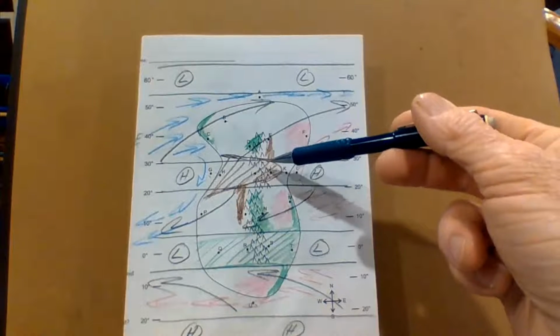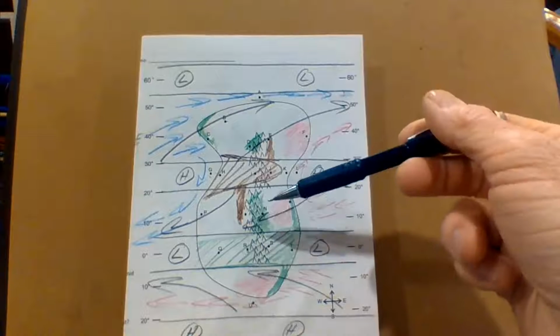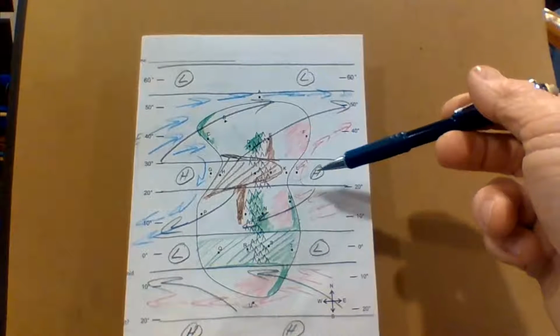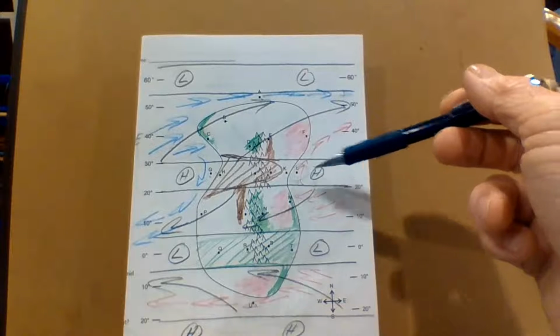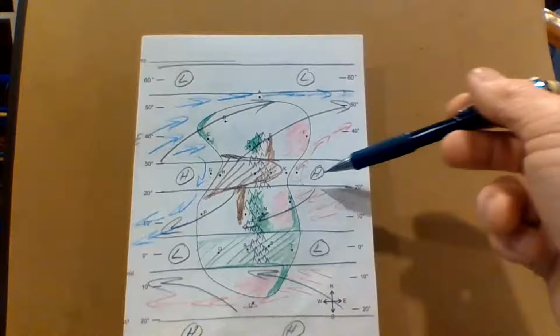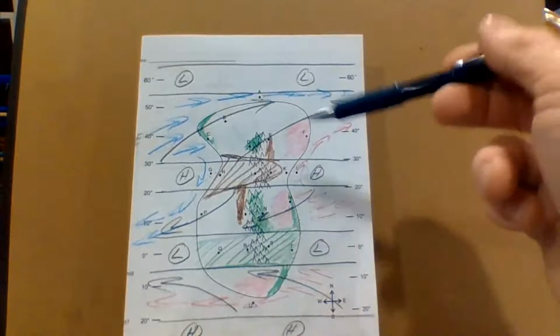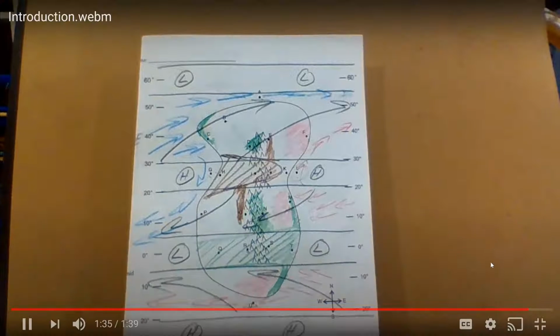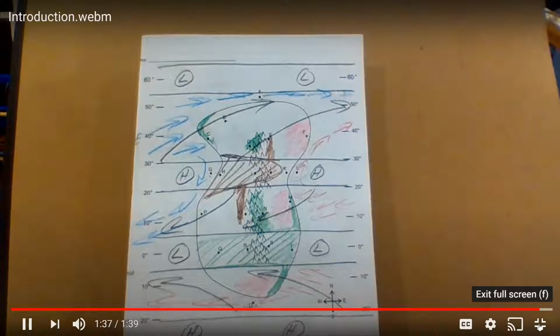So as I go through this project, I'm going to start with the pressure belts and explain them, tell you why they're there, how I knew how to draw them, and then I'm going to explain the winds, and then I'm going to explain the ocean currents, and so on and so forth until I'm done. And then at the end, I'm going to summarize what I've done.